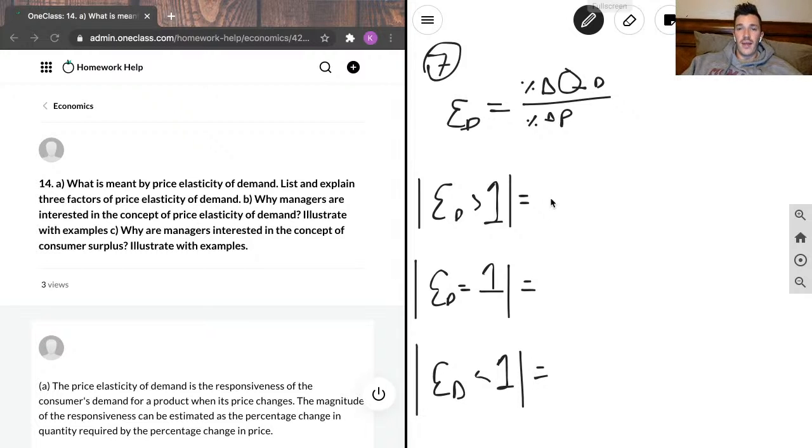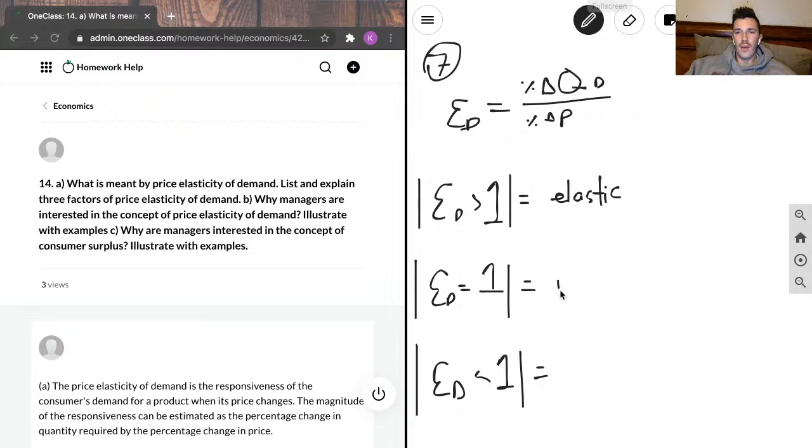So the elasticity of demand can be greater than 1. That means the good is going to be elastic. And if you think about it, that means that the numerator is going to be bigger than the denominator if the absolute value is greater than 1. So it must be that when there's a price change, there's a large swing in the quantity demanded.